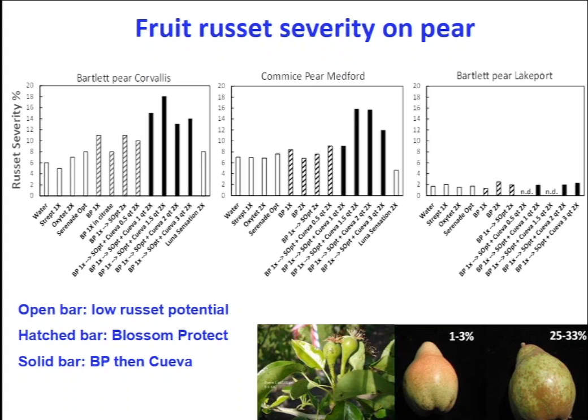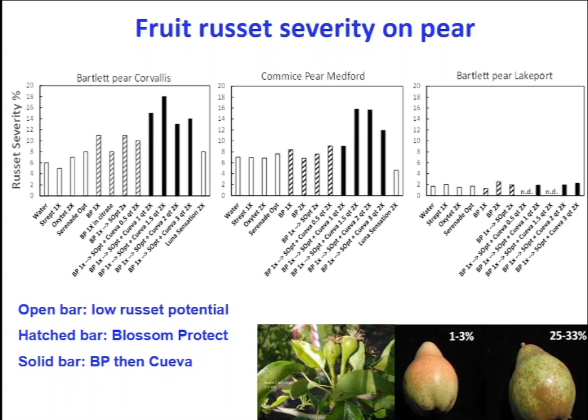So this is the level of russet that we get. We go out and measure the fruit, and there are some examples of russeting on fruit down in the lower right there. But you can see the water and the strep and the Oxytet and the Serenade, the clear bars there, are generally the safer treatments. And then in Corvallis on Bartlett pear, you can see we bumped it up a little bit with some Blossom Protect, and we have a wet environment again. And then the black bar in a wet environment, that's Quava, and we're bumping it up more with coppers in this wet environment.